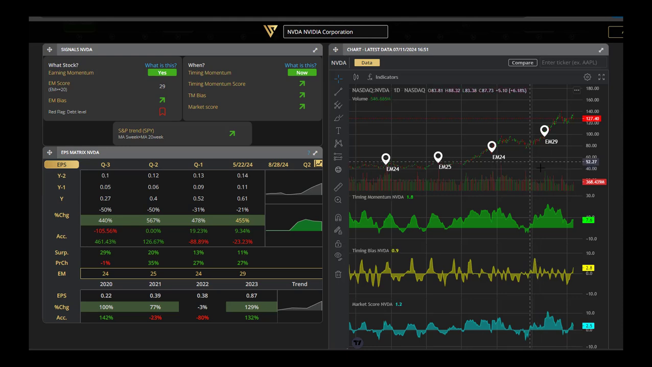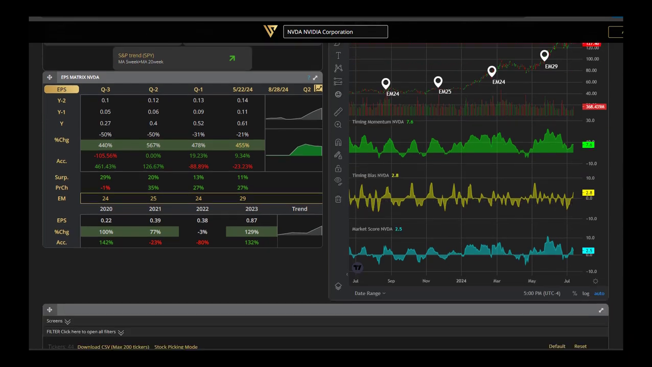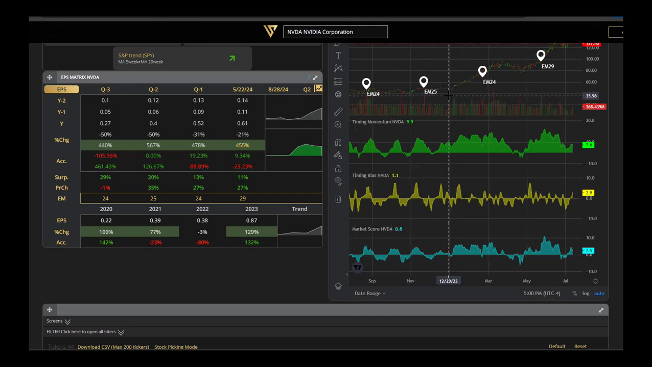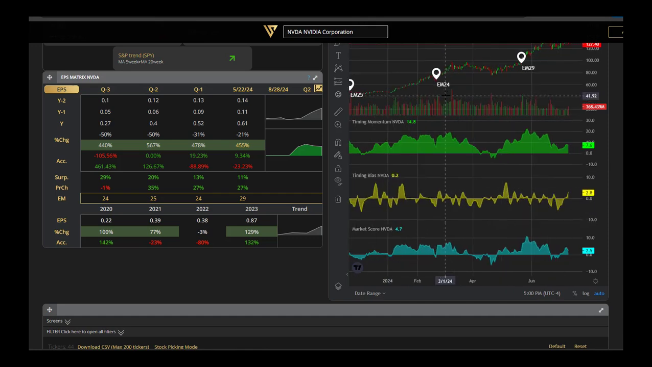So it's a pretty in-depth calculation to figure out when it is a good and bad time. Above 0 would be a good time, below 0 would be a bad time. The timing bias is a 3-day window of the timing momentum, so it's really volatile, but keeps you out of the bad period of a stock.